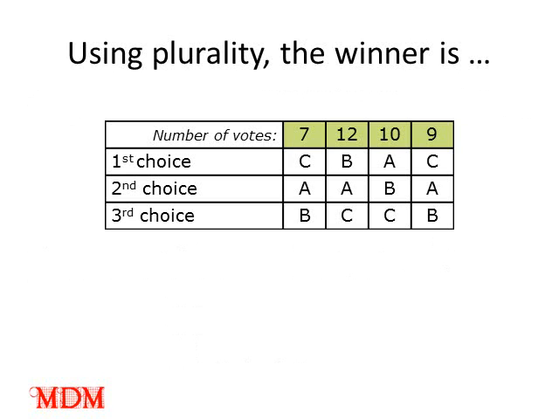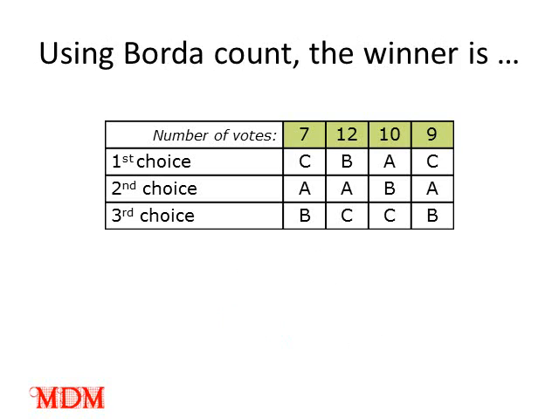Using plurality, the winner would be candidate C. Notice that with candidate C, we have ballots here and here that show C as being the first choice. So we have to add 7 plus 9 for a total of 16. That gives candidate C a plurality of votes. And if we're using the plurality method to determine the winner, candidate C would be chosen.